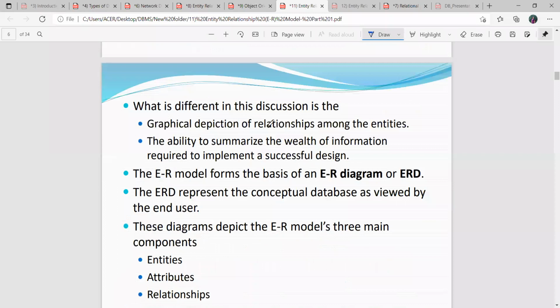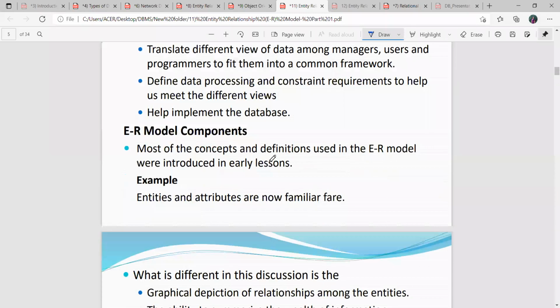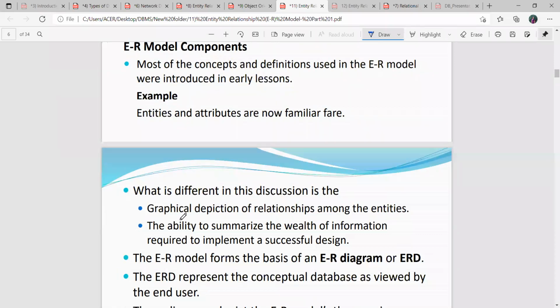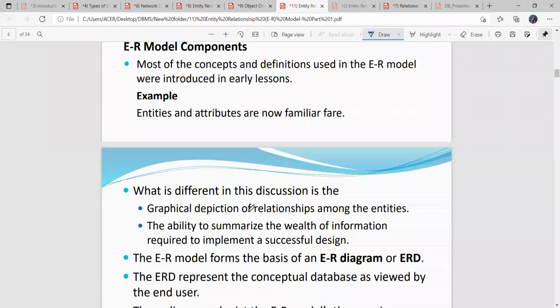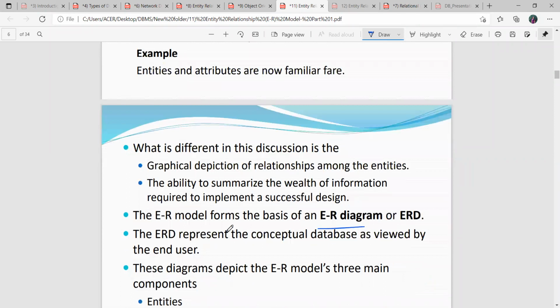So now we are going to discuss the graphical depiction of the relationships among the entities and the ability to summarize the wealth of information required to implement a successful design. We already discussed entities, then the relationships. Now we are going to discuss how we can graphically depict the relationship among these entities. To model this, it is needed to have an ER diagram or ERD, that is the shortened form of ER diagram.